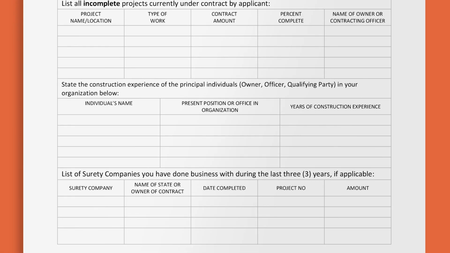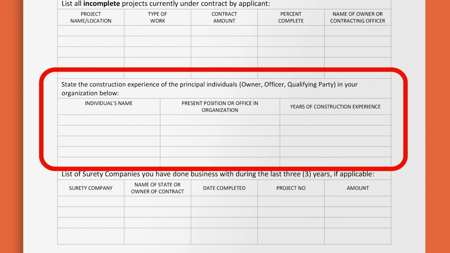Next, you need to list your construction experience. Provide detailed information of projects you have completed demonstrating work in the classification for which you are seeking a license. For example, if you are applying for an electrical license, you need to list projects where you performed electrical work. Keep in mind that office duties do not qualify.